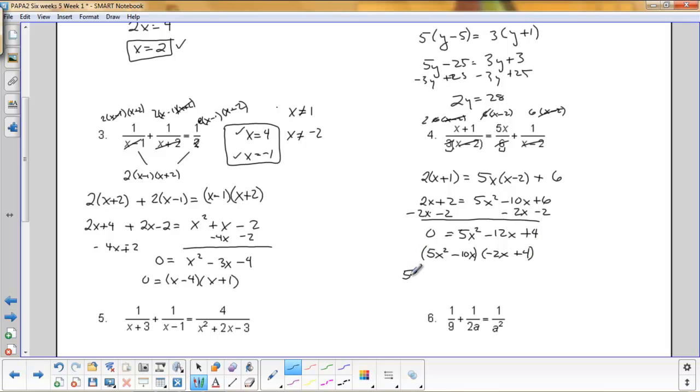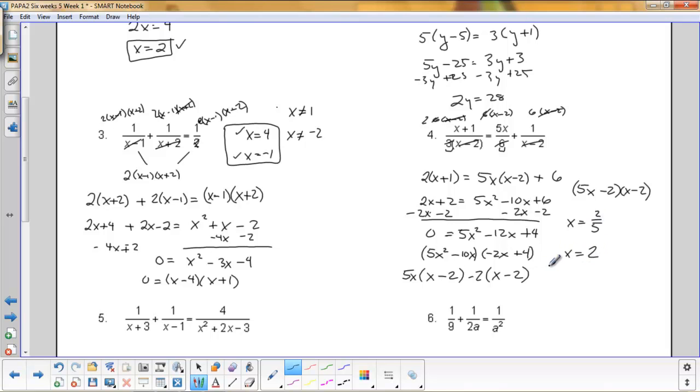gives me a GCF of 5x in the first group, x minus 2. Negative 2 is the GCF of the second group, x minus 2. My factored form is 5x minus 2 and x minus 2, which means the solution to this problem is x equals 2/5 and x equals 2.